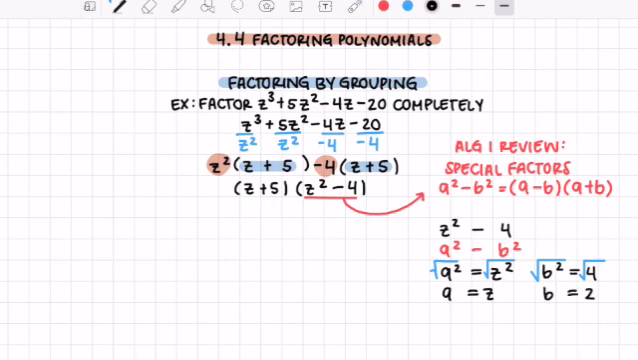So our new formula here would be using the a minus b and the a plus b. So we get z minus 2 and z plus 2. And I'm just dropping down my z plus 5. Now I see that there's nothing else that I have to square root, so I can continue on with the next question because I completely factored the expression.